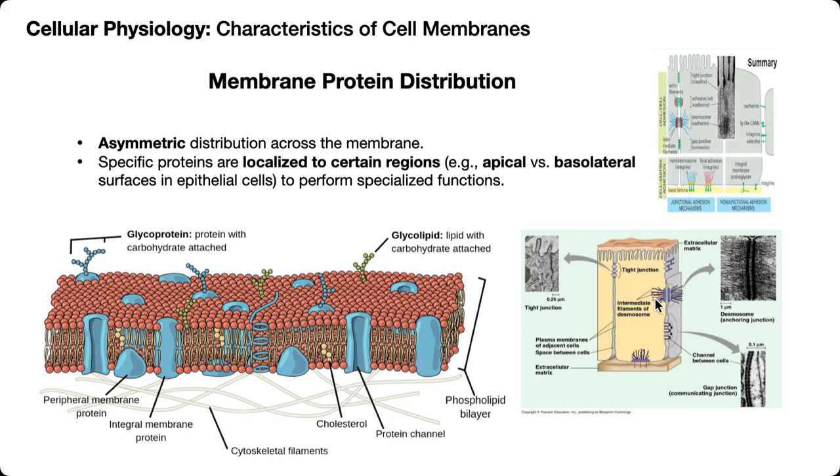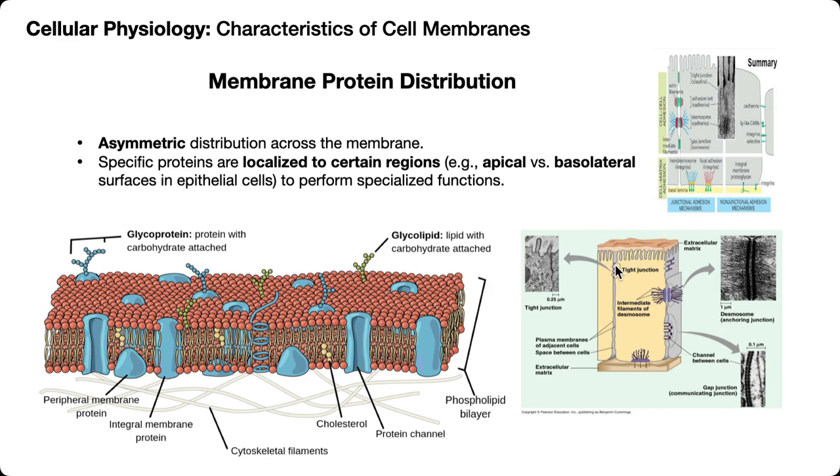So where we see that, we're going to look at epithelial cells. When we have two epithelial cells that are sitting next to each other, this is going to be your lateral aspect. This is the basal aspect, or basolateral would be kind of like right through here. And this is the apical surface.